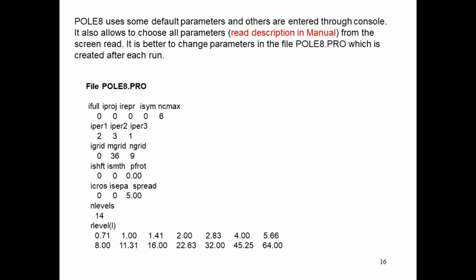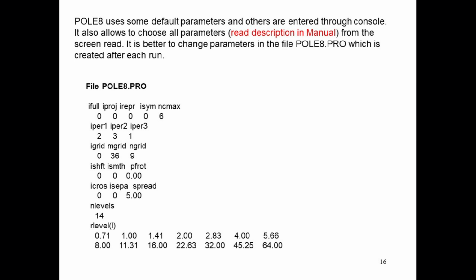So, as I said before, Polate uses 4 parameters. A few can be entered through the console, or it allows you to choose all parameters. In the package that you received, in the folder Polate, there is a manual with a description of the code and all the parameters with examples. So when you have time, or if you have interest, take a look at that for a more in-depth understanding of what the code can do.